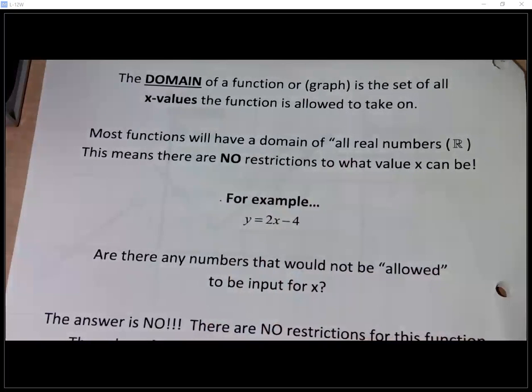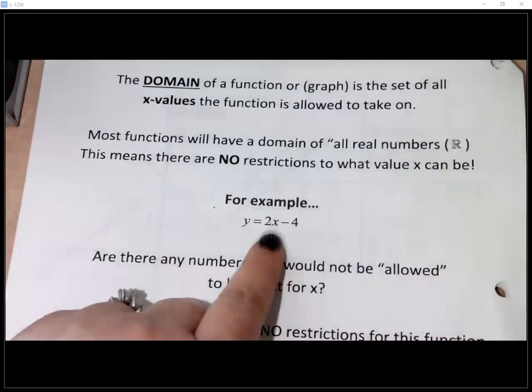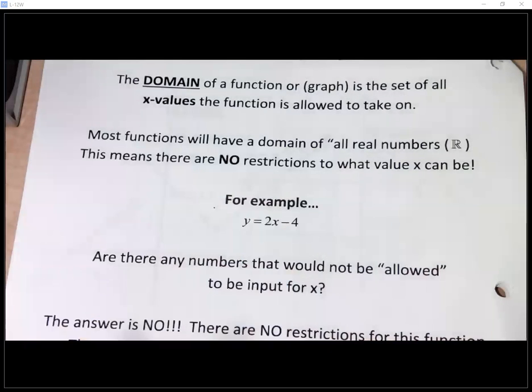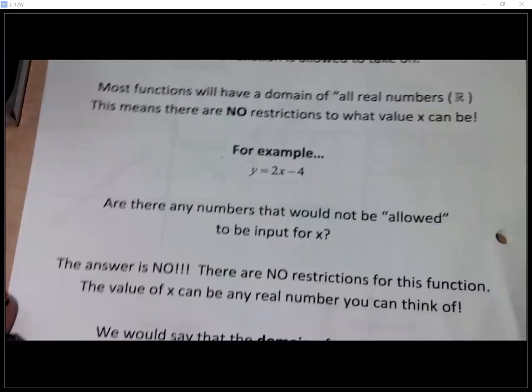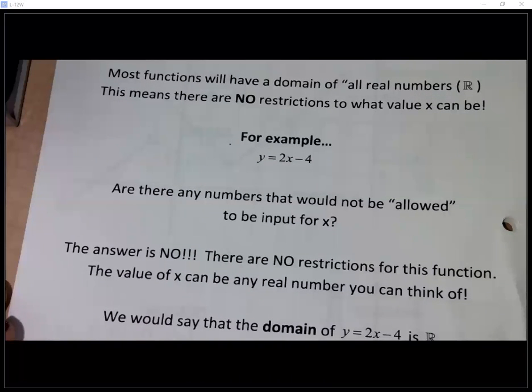There's no issues. You're not going to get a 0 in the denominator. You're not going to try and take the square root of a negative number, for example. Those are things where we have issues. So plenty of functions have no issues. Ones like this, the domain would be all real numbers.